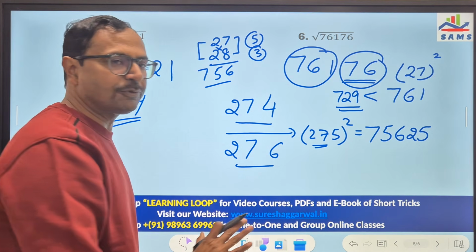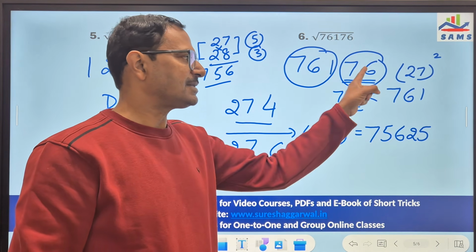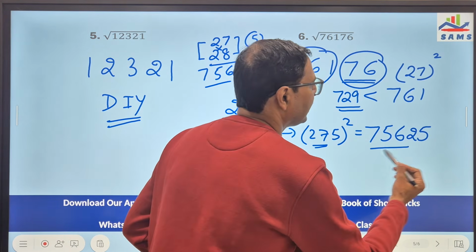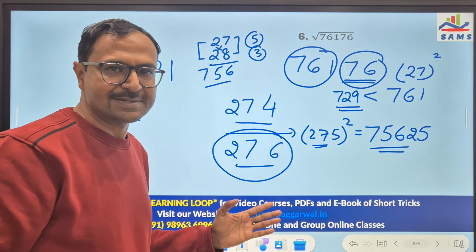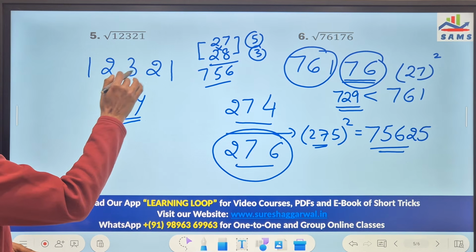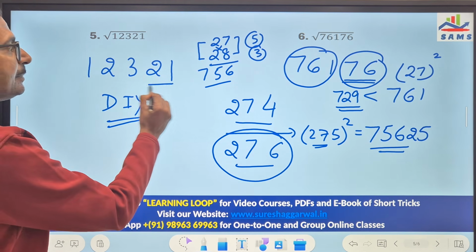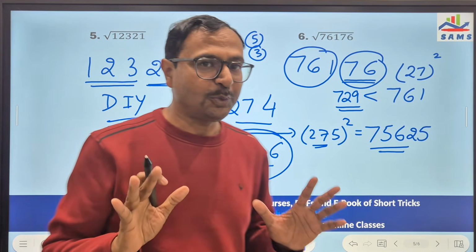This is the square of 275, and my number 76176 is greater than this, and therefore my answer is the greater one, that is 276. See how wonderfully the trick is working now, and 1 2 3 2 1 is going to be very easy. Pair them up like this and you should tell me in the comments, is it working for you or not?